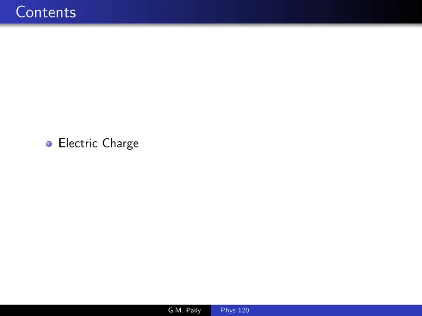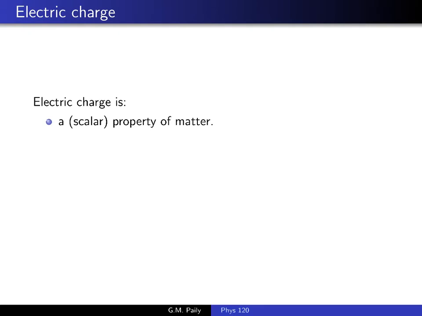In this video, we will look at electric charge. Electric charge is a property of matter. That means every piece of matter can be assigned a charge, which could be positive, negative, or zero. Since electric charge can be described by just a single number with units, it is a scalar.